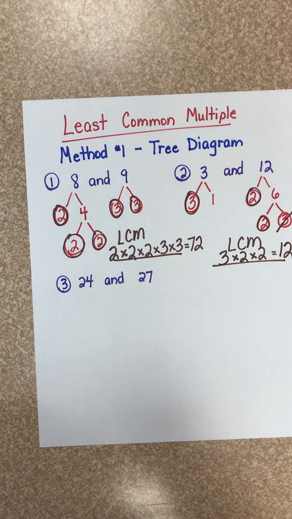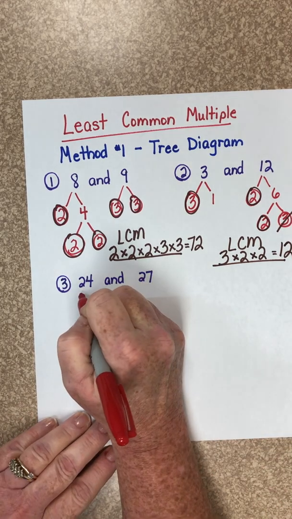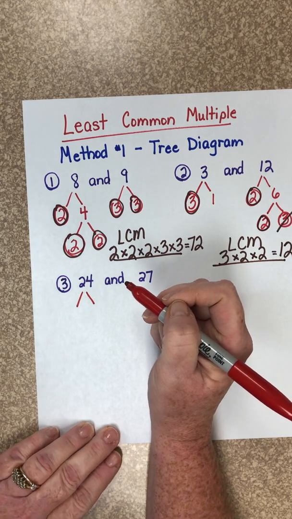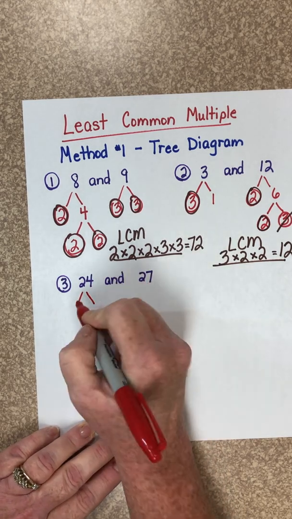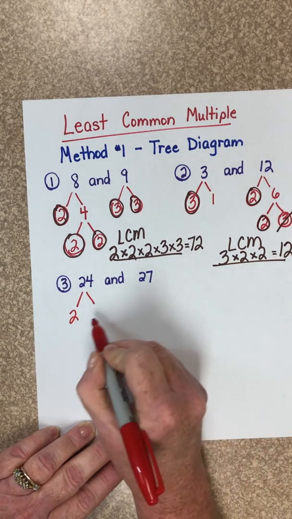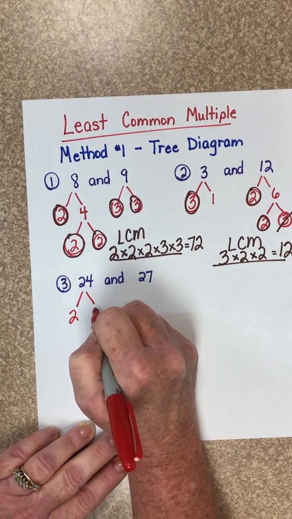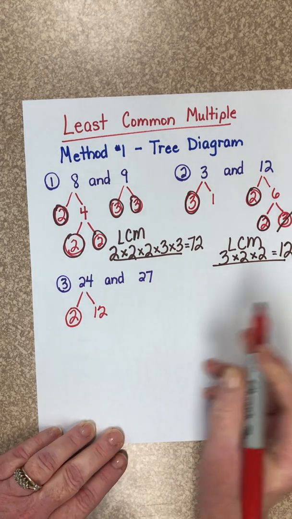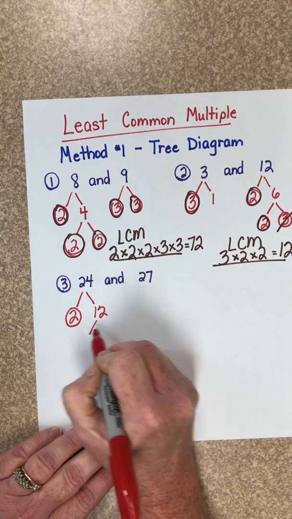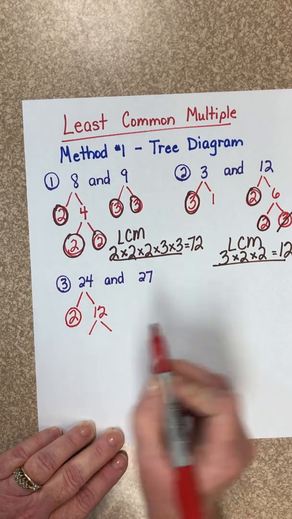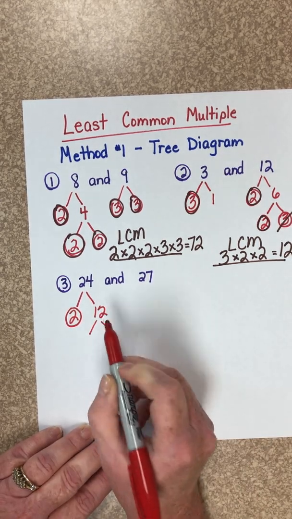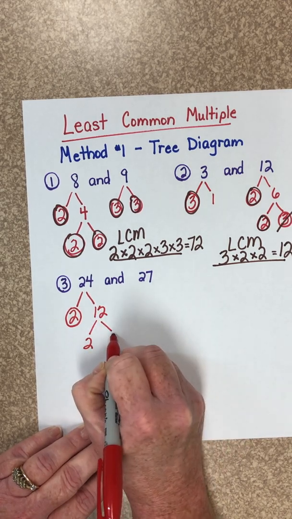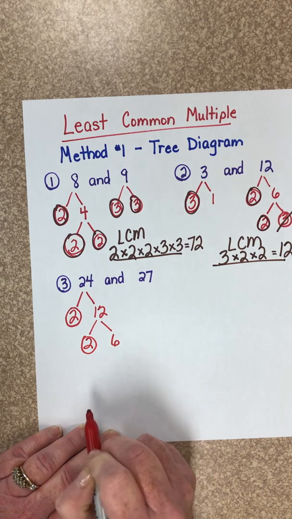All right, let's look at the last example. Let's start with our tree. 24 is an even number, which means the smallest prime number for an even number is 2. 2 times what is 24? Well, that's 12. Let's keep this 2 because it's prime. 12 is even. That means we need to break it down and show our branches. 12 is even, so we need to start with 2. 2 times what is 12? Well, that's 6. Let's keep that 2.